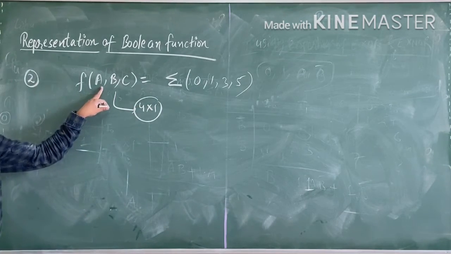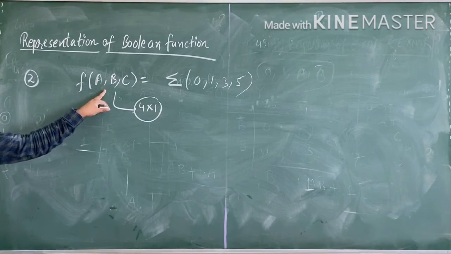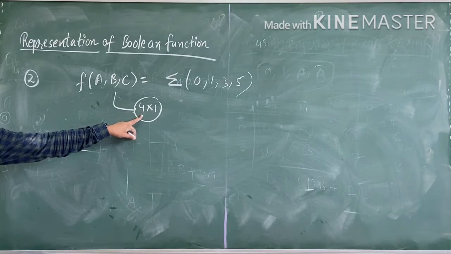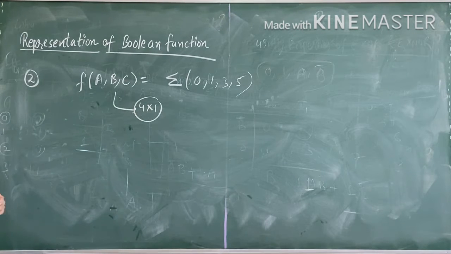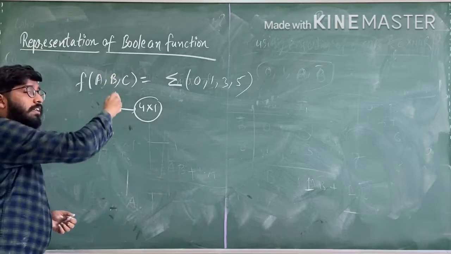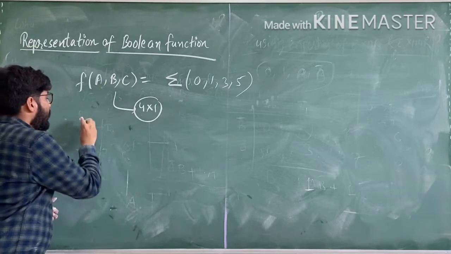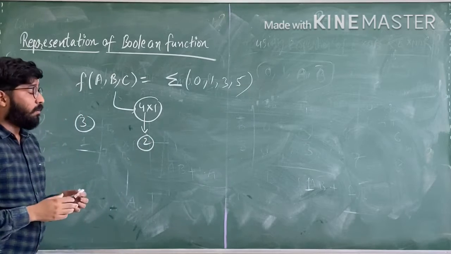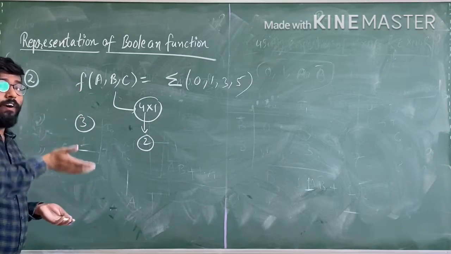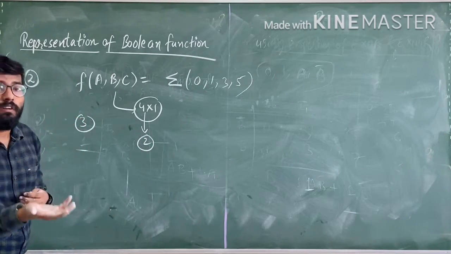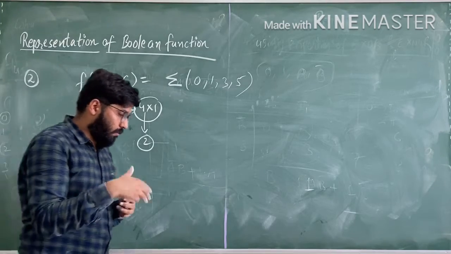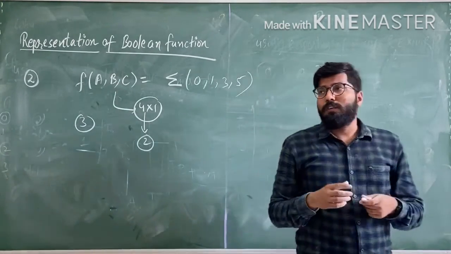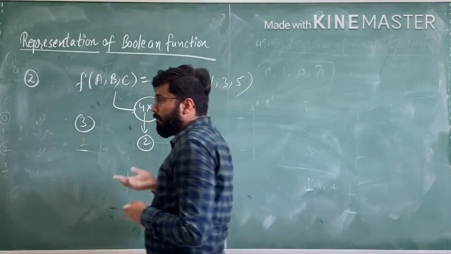Okay. Here how many variables are there? 3 variables are there. But how many select lines are present? 2 select lines are present. In the question 3 variables are present, but in the mux 2 select lines are present. Means the question is of higher order and the mux is of smaller, lower order. Okay. So in this question you have to make a table.